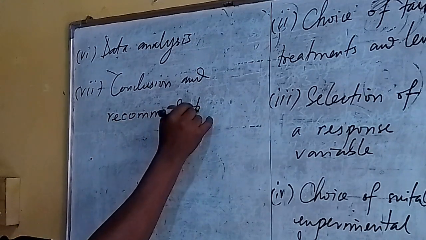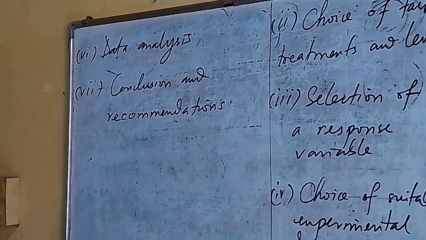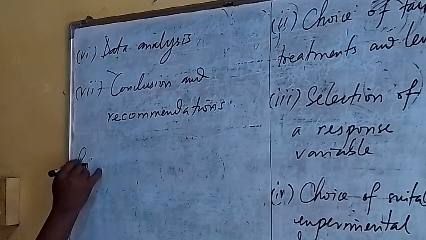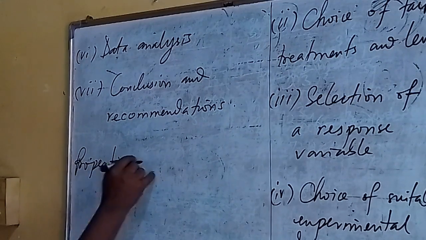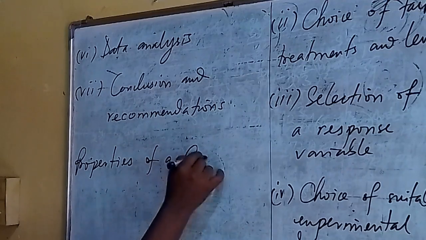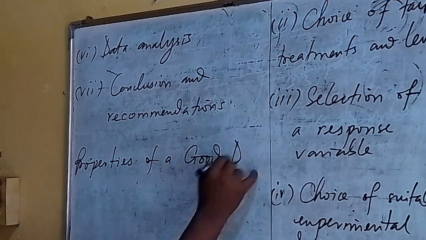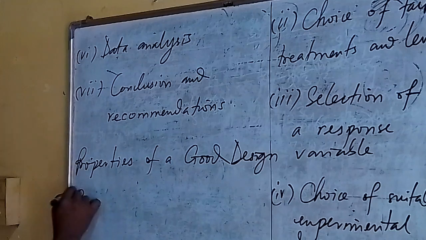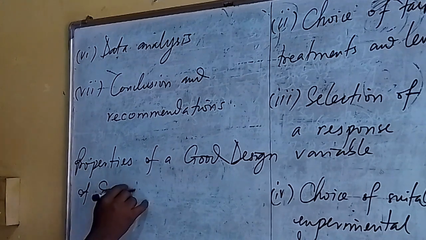Recommendations. Okay? So, those are put together, the procedure for implementing the design and analysis of experiment. Now let's go to the next thing, which is properties of a good design of experiment. Properties of a good design of experiment.